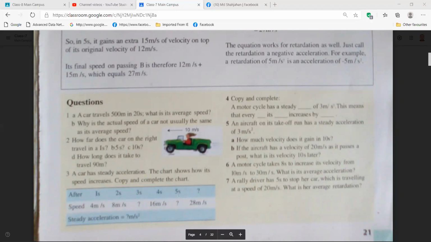So after 5 seconds, what will be the speed? Did you calculate? So how much is it? How much did you get? 20 meter per second. So all of you got 20. How is it 20? Can you send it in the group? You did it on your copy, right? Can you send the picture in your group now? You did the working, right?